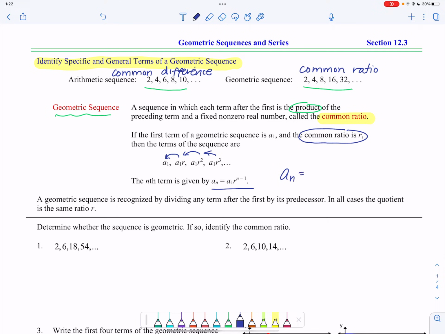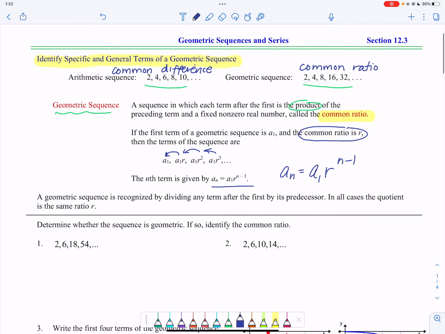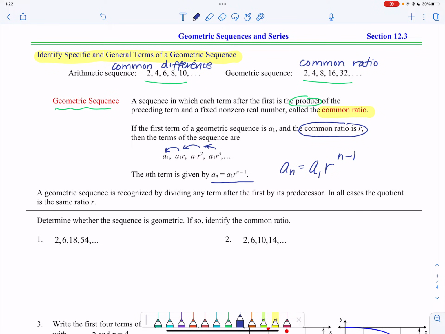Let me write that a little bit bigger. So you might hear me say A R to the n minus 1. We really mean A sub 1 times R to the n minus 1. So how could you find R? You could divide any term after the first term by the preceding term. And that's how you can come up with R. So that's pretty easy. As you can see, 16 divided by 8 is 2, so R is 2. Here we had 4 minus 2 is 2, so D is 2.